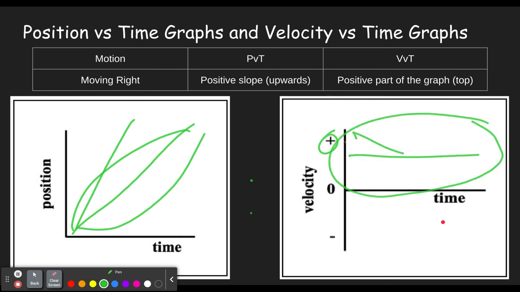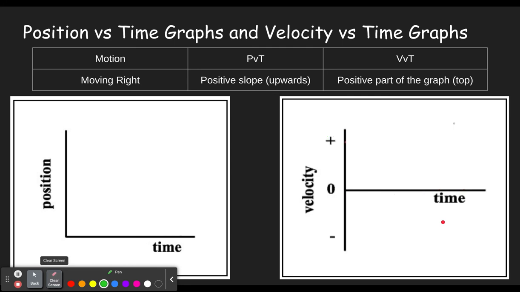It could look like that. It could look like that. It could look like that. Could even have a curve, although I don't think there are any with a curve on a velocity time graph for this particular concept builder. Okay, let's take a look at a couple exactly.